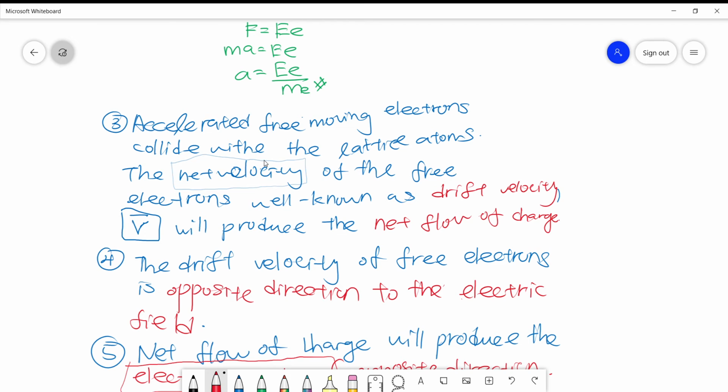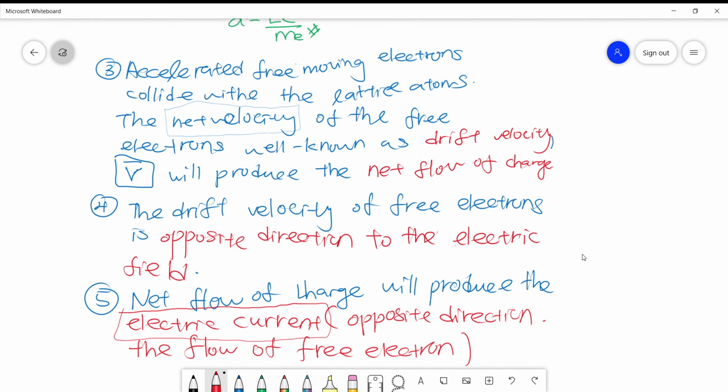The collision between the free moving electrons and the lattice atoms will cause the velocity of the free electrons to decrease. That is the net velocity before and after the collision between the free moving electrons and the lattice atoms, and hence the drift velocity will produce the net flow of charge. This net flow of charge is also well known as electric current.